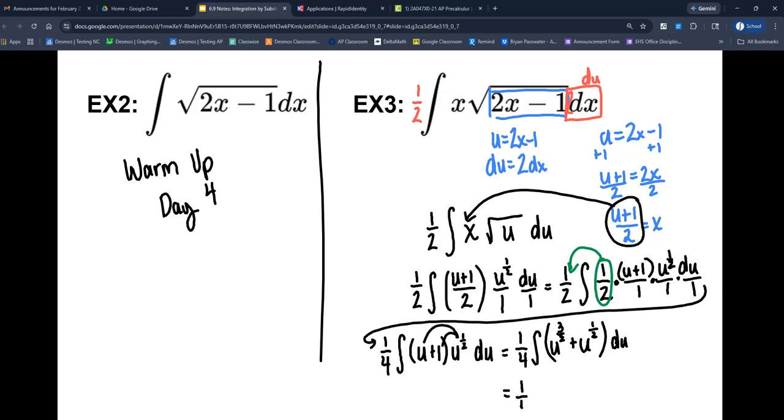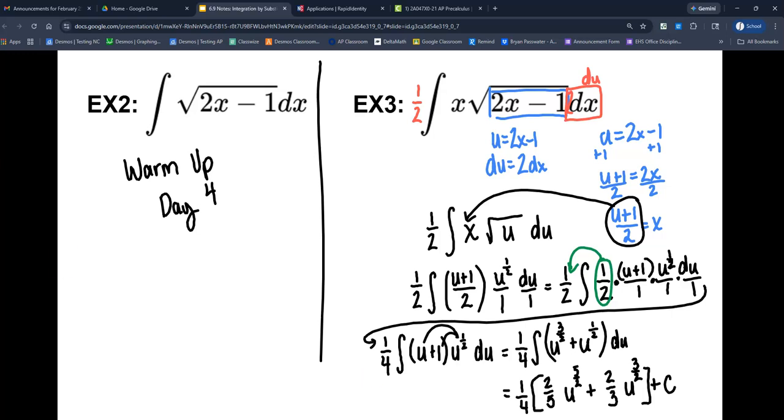So I got 1/4. I will have u to the 5/2. You guys okay if I just put 2/5 right here? We're doing 1 divided by 5/2, which just flips that 5/2 and gives us 2/5. Hopefully we've done that enough times that that's not throwing you for too much of a loop. Over here we've got u to the 3/2, and we'll have 2/3 right here. And then we'll have a plus, well, I usually like to end my brackets and put a plus c.